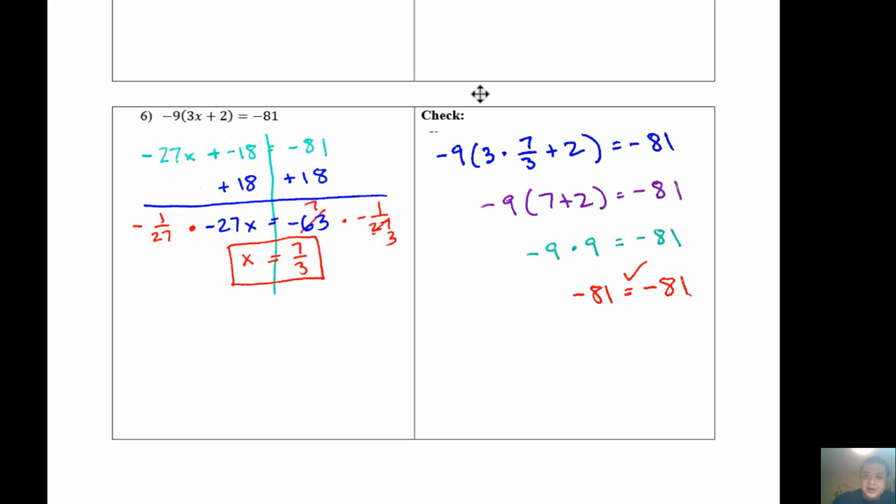The check, we get right here, when we plug it in, we see we can cross cancel again. So this 3 cross cancels out with this 3, which gets us 7. 7 plus 2 is 9. 9 times negative 9 gets us negative 81.